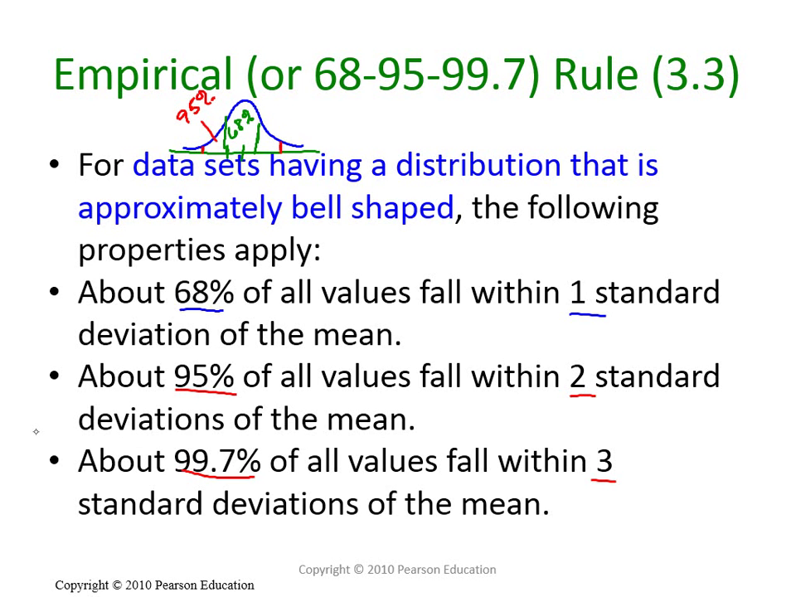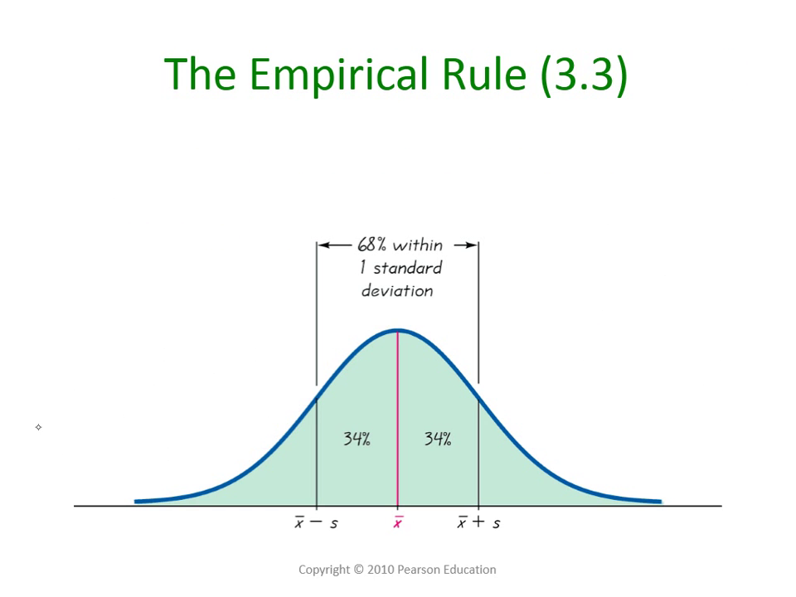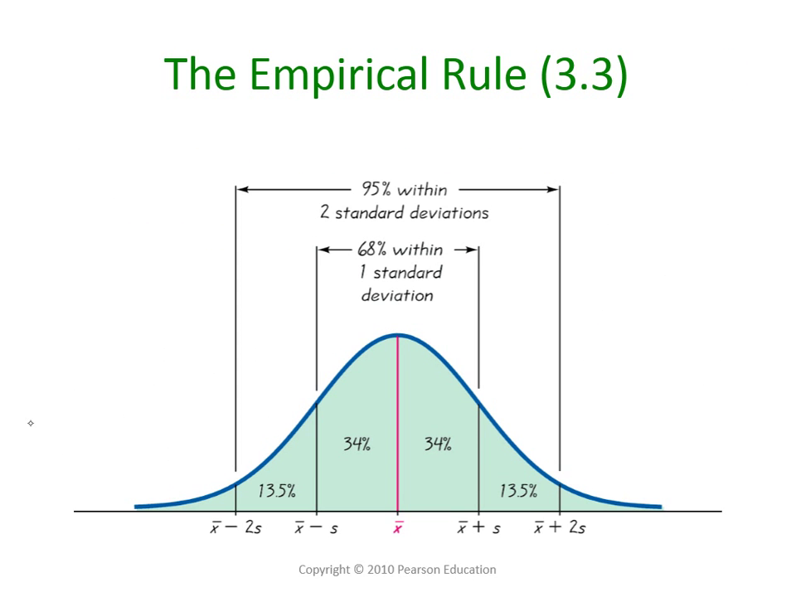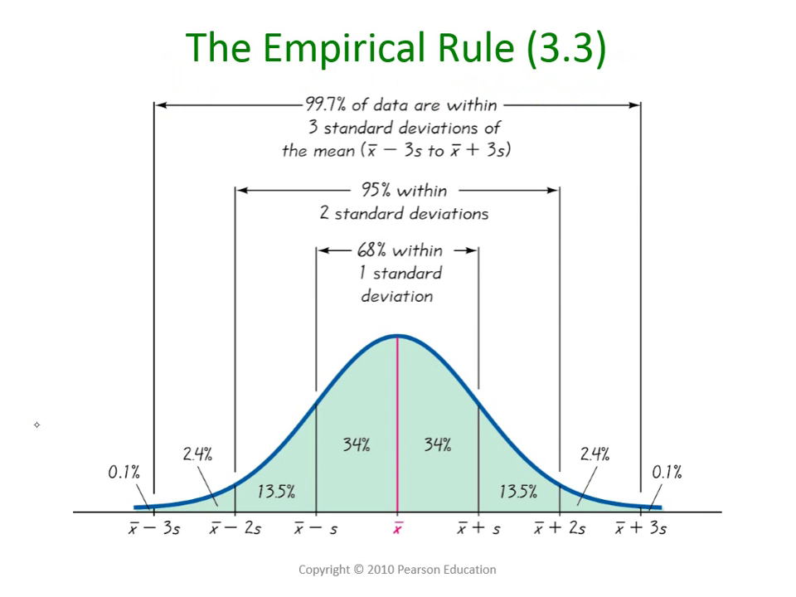Again, those 3 numbers are ones you'll want to memorize for the empirical rule: the 68, 95, and 99.7. So when we look at this, 68% are within 1 standard deviation, so 34% on each side of that. 95% are within 2 standard deviations of the mean. 99.7% are within 3 standard deviations of the mean.